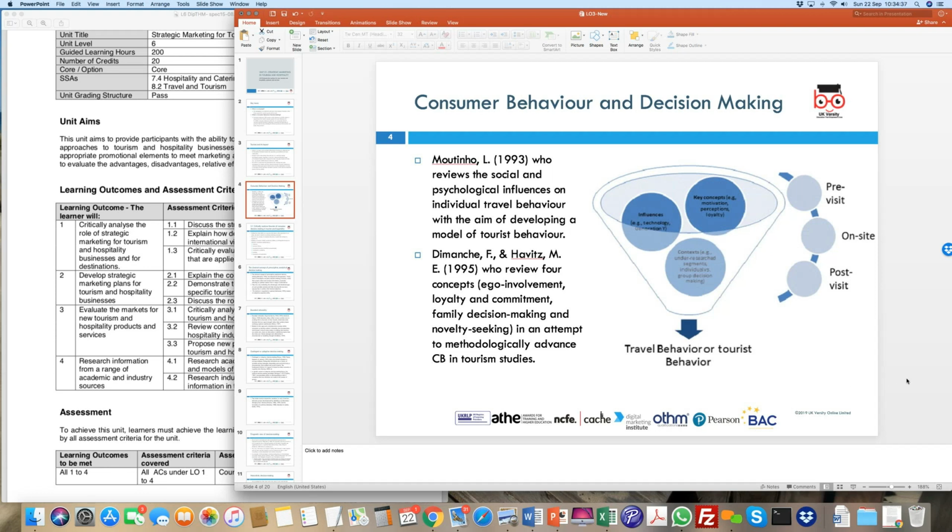And that is where this process of consumer behavior and decision making was proposed. So there's pre-visit, on-site, and post-visit. Sometimes you form opinions after, like, I think we had good food at that restaurant. No, I don't think the service was that good.